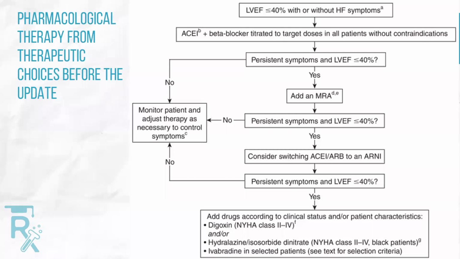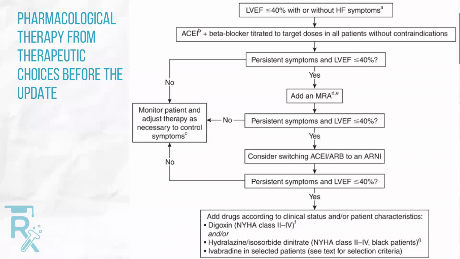After I added the spironolactone, if the symptoms are controlled, I need to monitor the patient now and adjust the therapy. So generally what happens, you will find that most patients are on the three together. It's rare to find a patient on ACE inhibitor and beta blocker only. You will find that they are on the three together. This is what generally happens with heart failure patients.